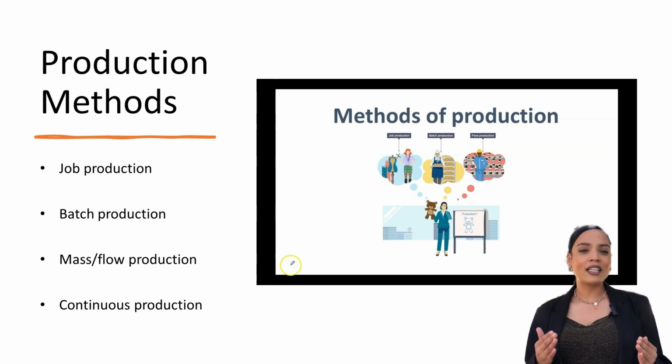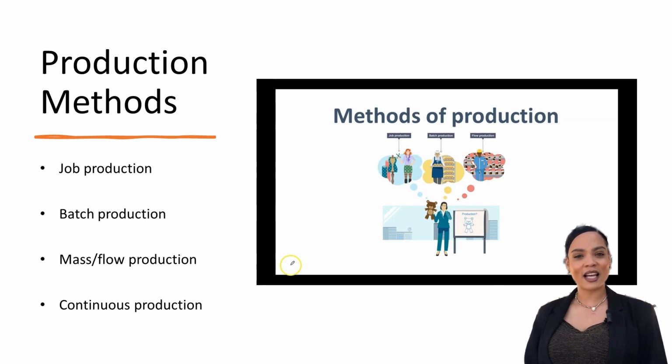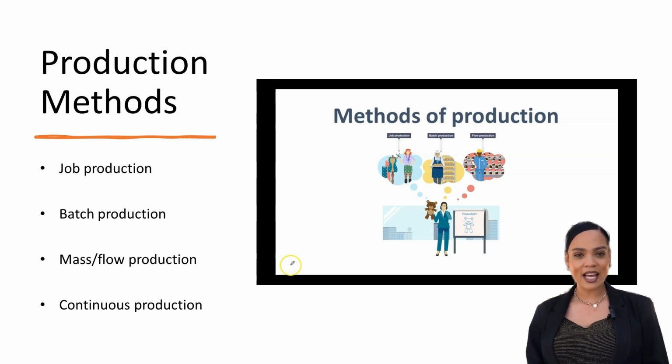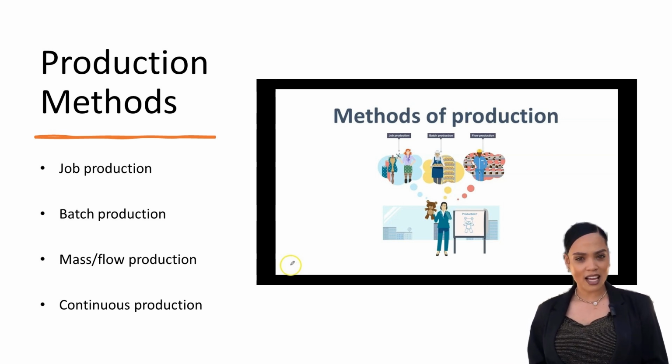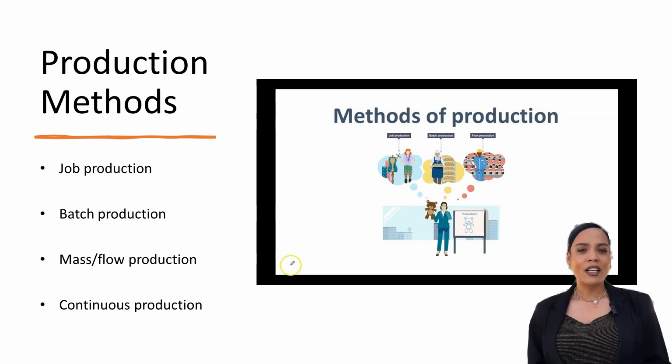Each batch follows the same routing and specifications. Examples: food processing, textiles, packaged goods. Batching improves efficiency but requires setup and changeover control. 3. Mass flow production. High volume, standardized products move continuously through the production line. Examples: automotive parts, electronics assembly. This method relies heavily on balance, sequence, and consistent quality of inputs.